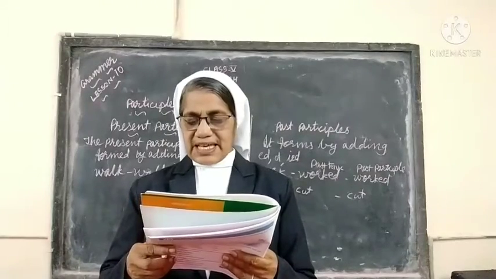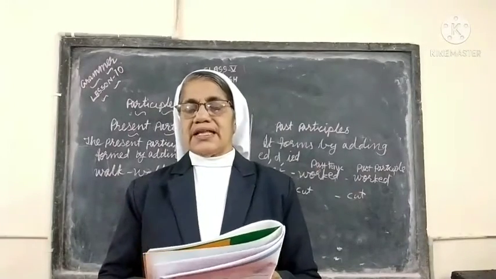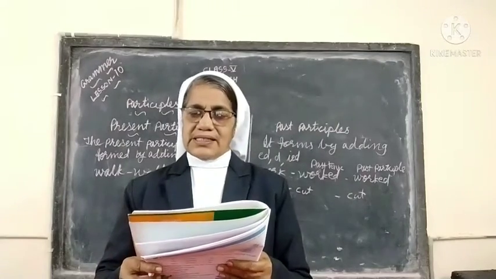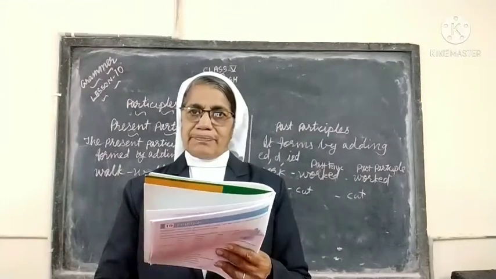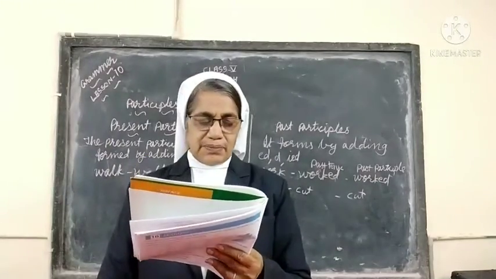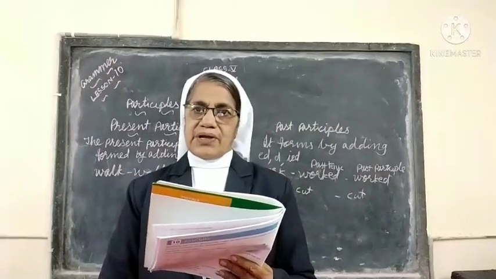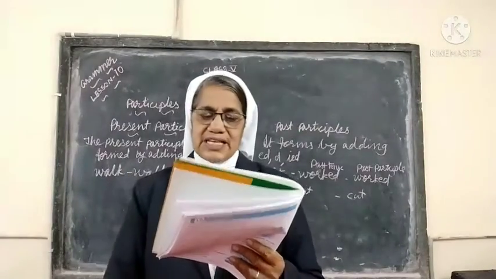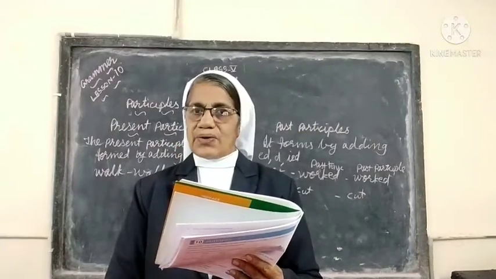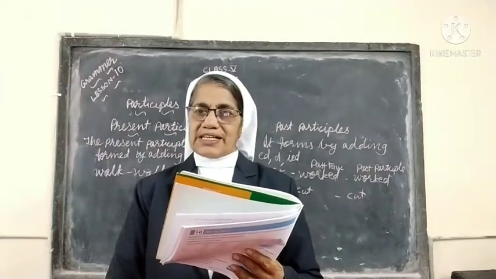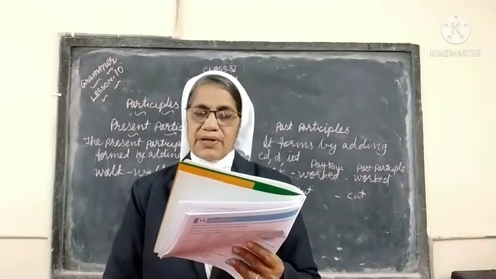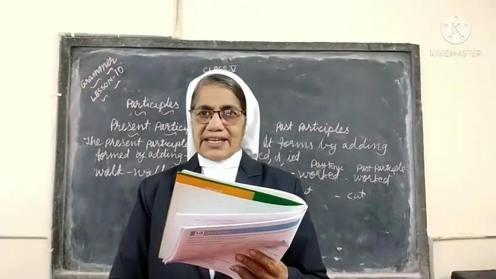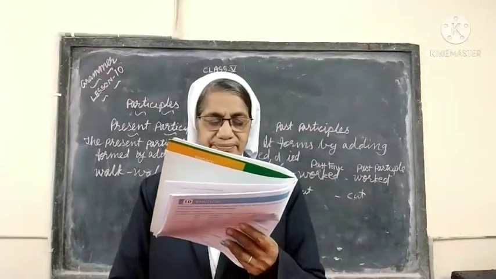Some verbs have different forms for the past tense and the past participle. That you should remember and learn. Example, write, W-R-I-T-E. What is the past tense of write? You know, wrote. What is the spelling? W-R-O-T-E. And what is the past participle? Written. W-R-I-T-T-E-N. Written.